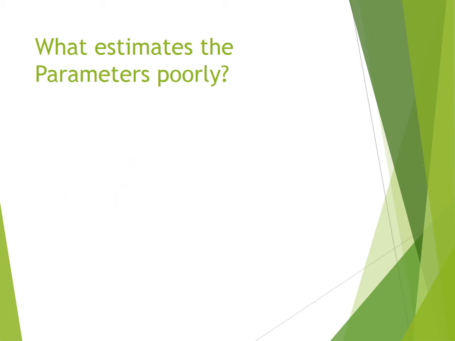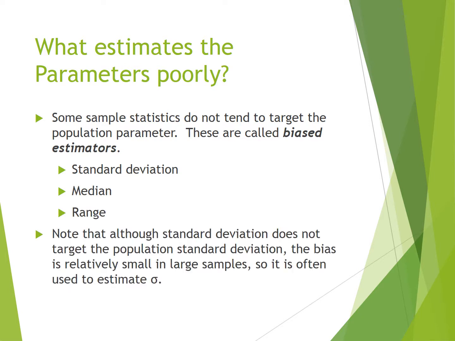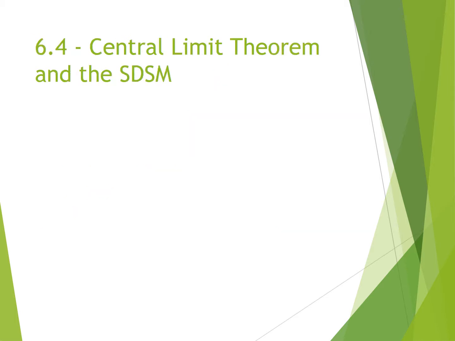What estimates the parameters poorly? Some sample statistics do not estimate population parameters well, and they're called biased estimators. Standard deviation is a biased estimator, so is the median, and so is the range. Standard deviation does not target the population standard deviation well, but the bias is relatively small in large samples, so it's often used to estimate the population standard deviation in larger samples. I just needed you to get the big picture.